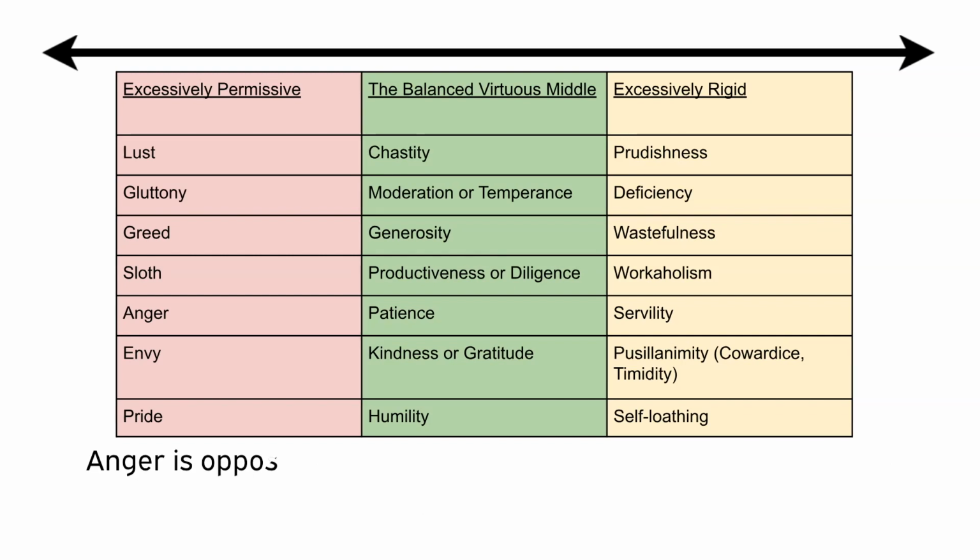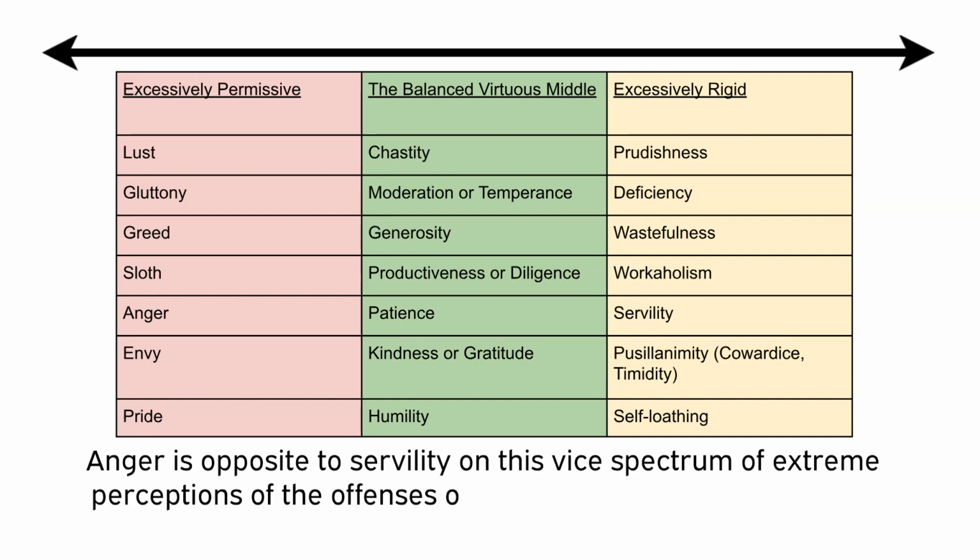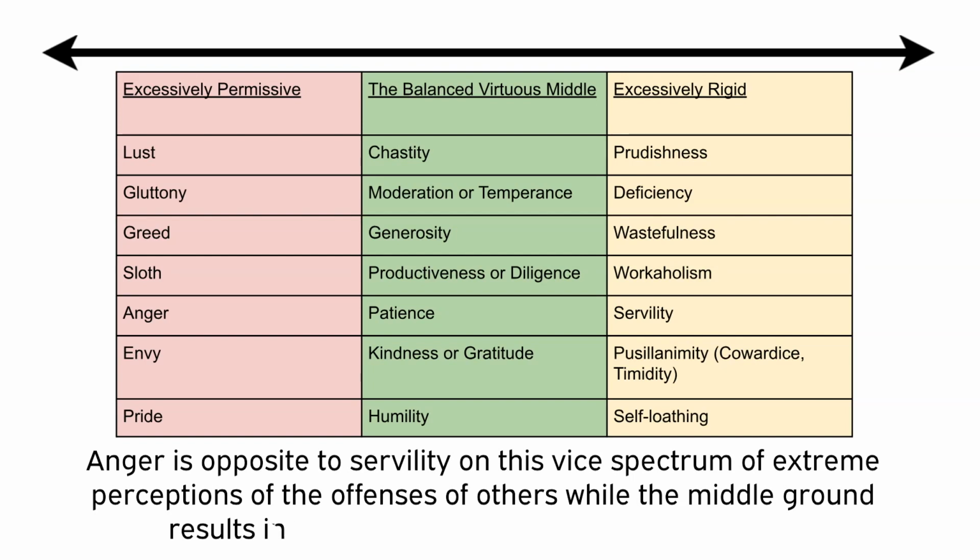Anger is opposite to servility on this vice spectrum of extreme perceptions of the offenses of others, while the middle ground results in the virtue of patience and forbearance.